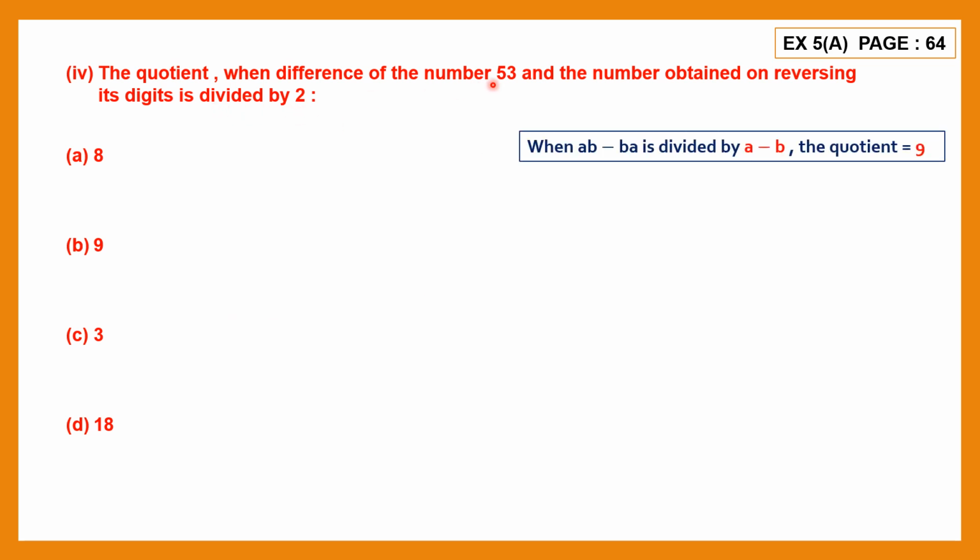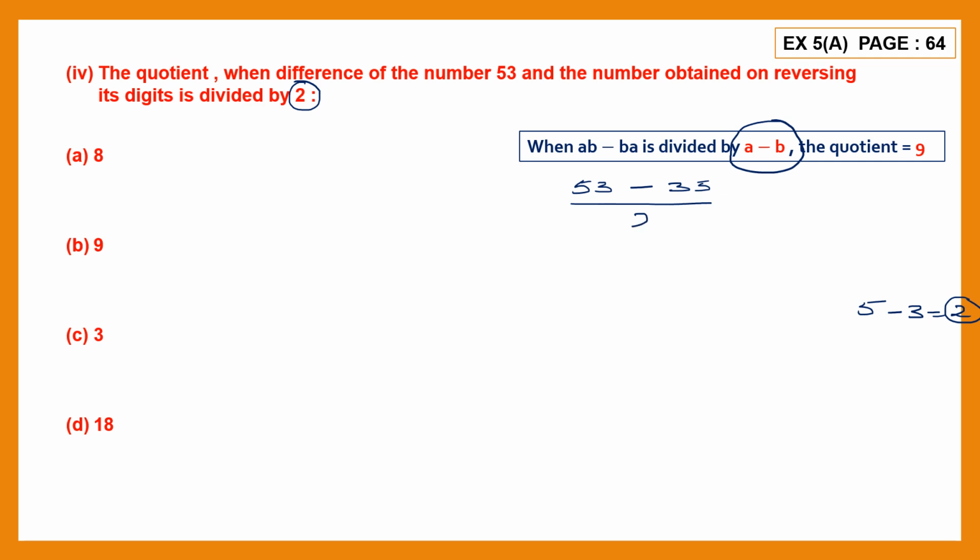Again, we have AB as 53. So let's write that. So AB is 53. So BA will be 35. And when it is subtracted, and this is divided by 2. Here it says 2, isn't it? Now 2 is actually A minus B. How much is A? A is 5. How much is B? 3. When you minus, you get 2.